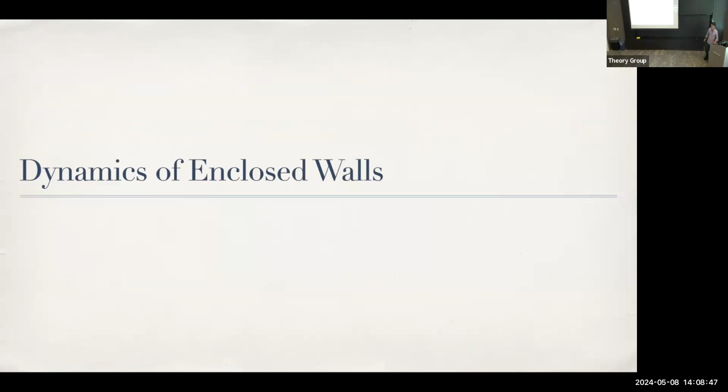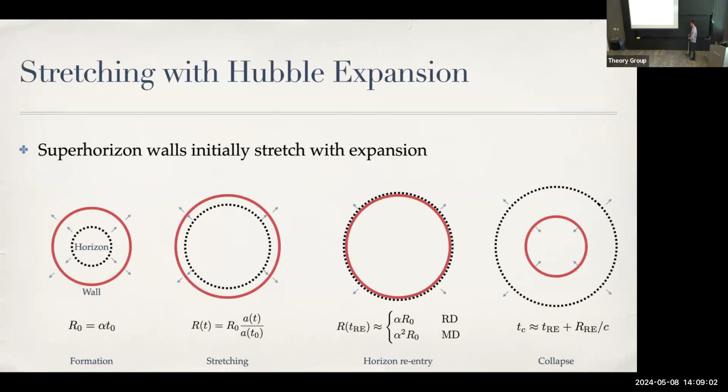Okay. So just to recap, what I just showed you was a way to estimate the number density of enclosed walls and their size distribution. Roughly, you get one enclosed wall per 1,000 horizons with the size of order the horizon, and a smaller number of walls that are super horizon. Now, what happens dynamically to these enclosed walls once they form? Well, let's look at a wall that initially has some radius at formation R0, which is some fraction alpha of the horizon, shown here in red.